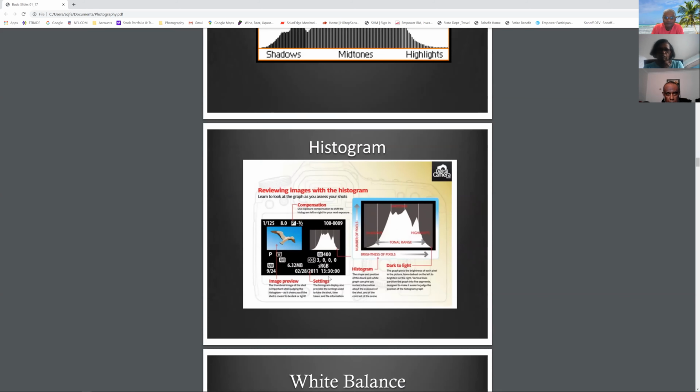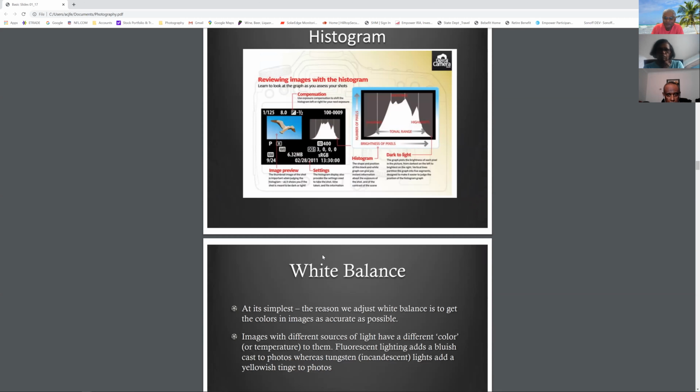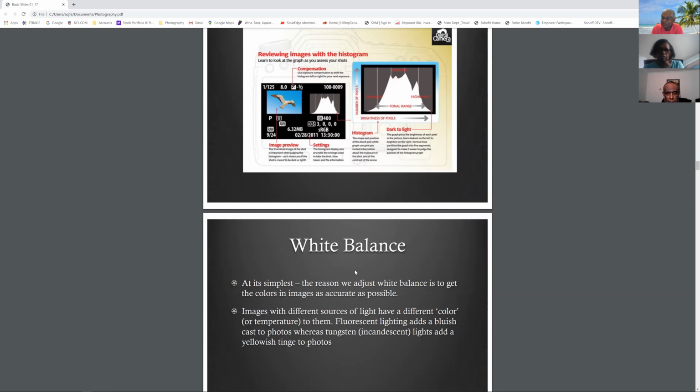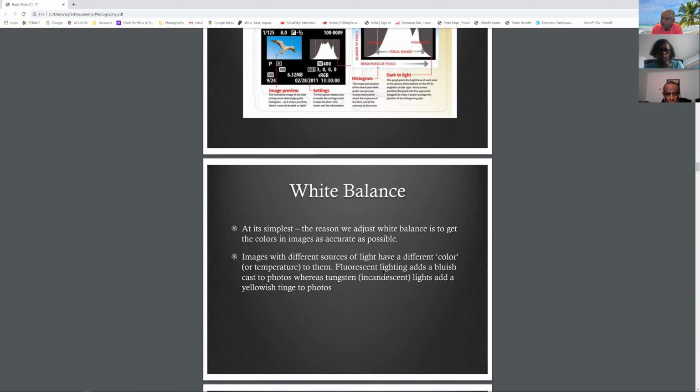All right. I think you can read this one. The other key variable component is white balance in the camera. A lot of times you can set this white balance to auto. Okay, white balance is the simplest. The reason we adjust the white balance is to get the color in the image as accurate as possible with different sources of light. Say, if you are taking pictures outside, you get a different kind of sunlight. If you are taking them inside, it depends on the light bulb.